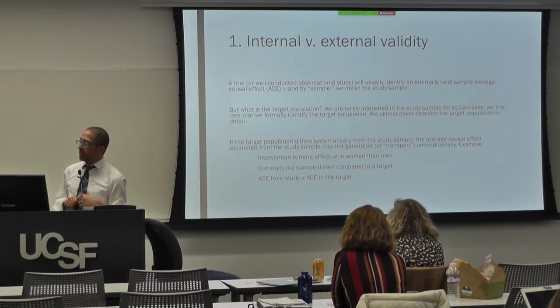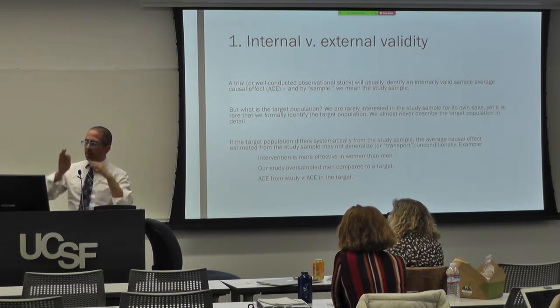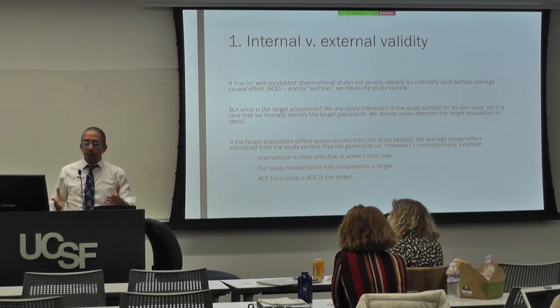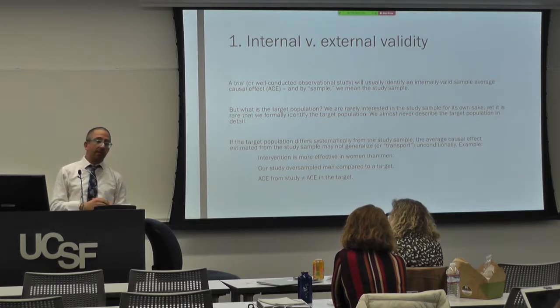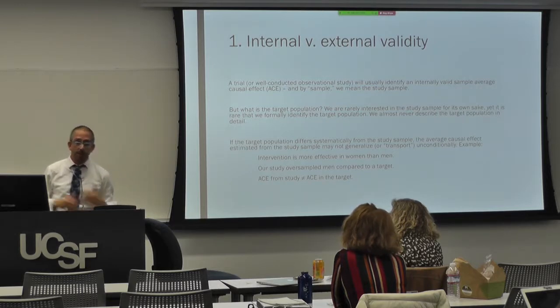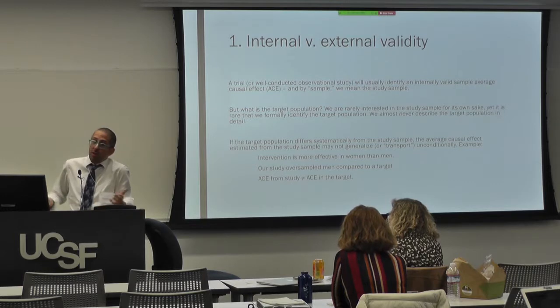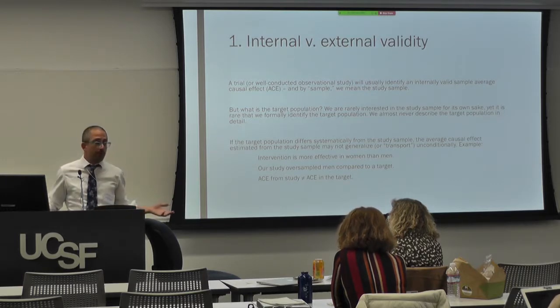And I have yet to see a trial, I think, that formally describes in great detail what the target population is. And if the target population differs systematically from the study sample, we shouldn't expect the average causal effect in the sample to be the same as the average causal effect in the target population. And if you're trying to change things in the target population, that might really matter.